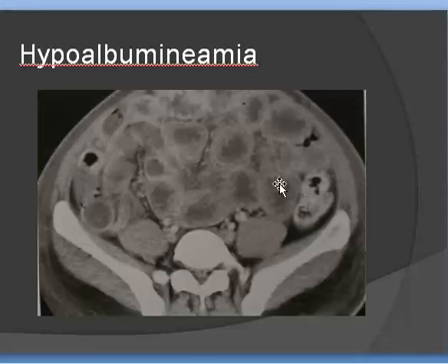Hypoalbuminemia results in a thick mucosal outline, or what we call congestion. It is a general congestion due to low albumin in the blood. It is a sort of edema of the loops.